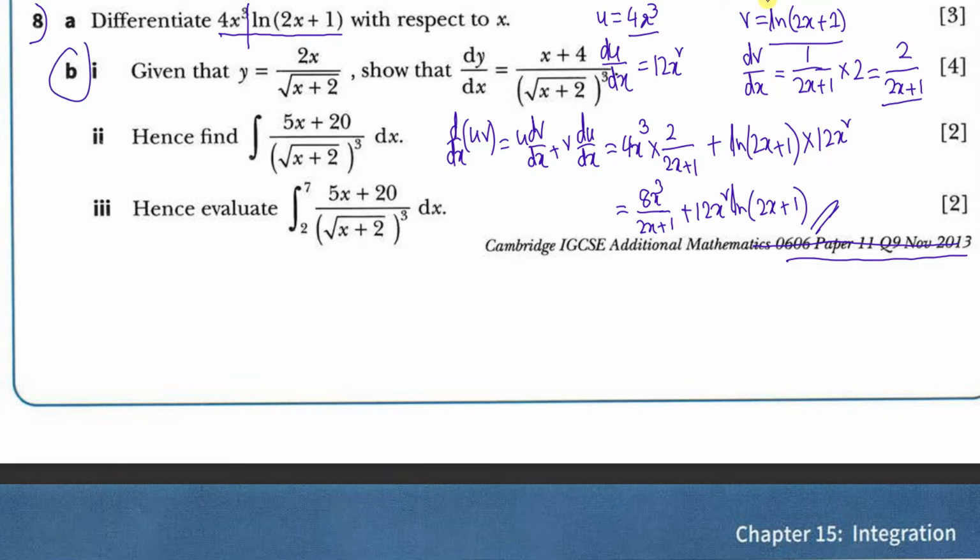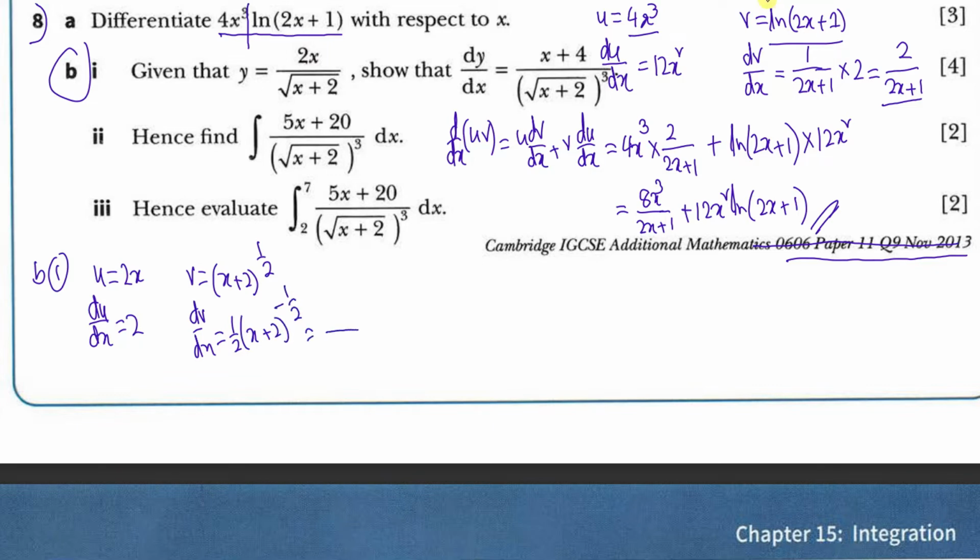So we need to apply here the u by v rule, the quotient rule. Here u is 2x. If we differentiate d by dx, definitely it would be 2, and v is here (x plus 2) to the power half. If we differentiate dv by dx, then it should be half (x plus 2) to the power minus half. So from there you can write 1 by 2 root (x plus 1).